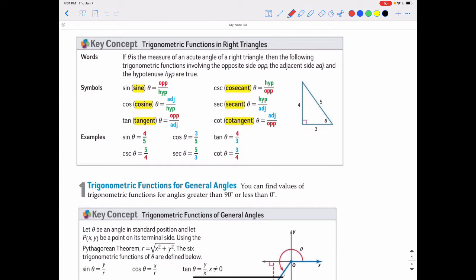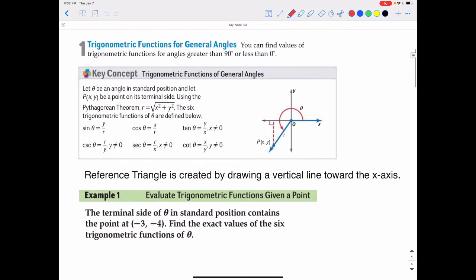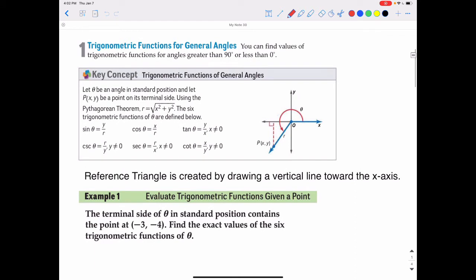We're going to combine those sections together to talk about the trig functions for general angles when they're larger than 90 or possibly negative angles. Let theta be an angle in standard position, and using P(x, y) as a point on the terminal side, using the Pythagorean theorem, r equals the square root of x squared plus y squared, the six trig functions of theta are defined below.